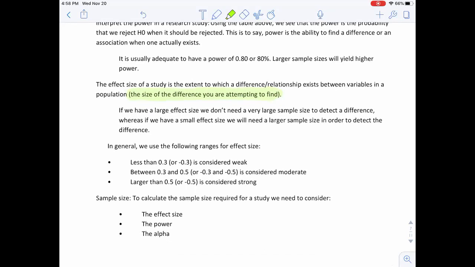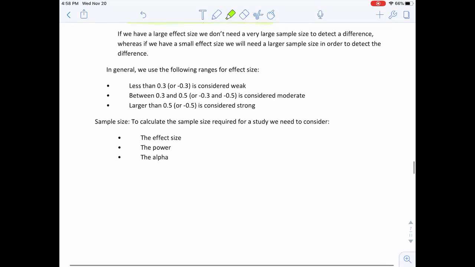So I'll scroll up so you can see. You've got it in front of you anyway. The effect size, right? How big of a difference are we expecting to see here? Is it small? Is it big? That's going to determine how big of a sample size we need.